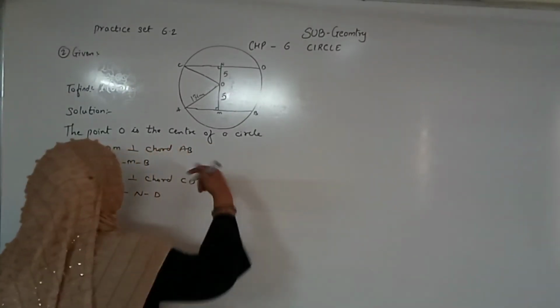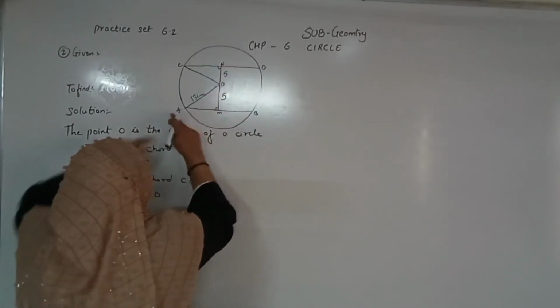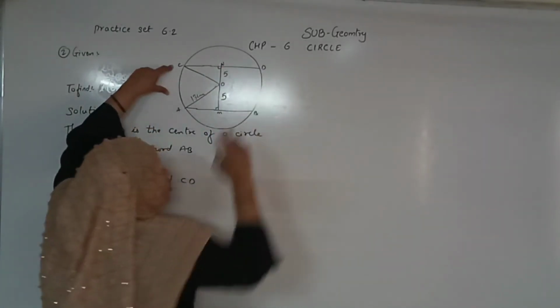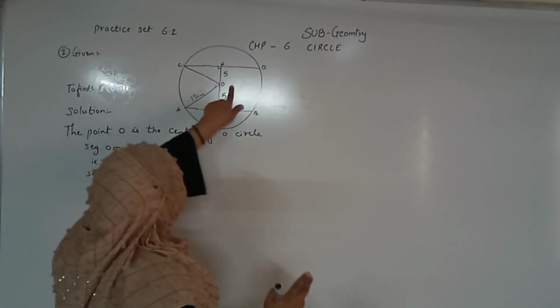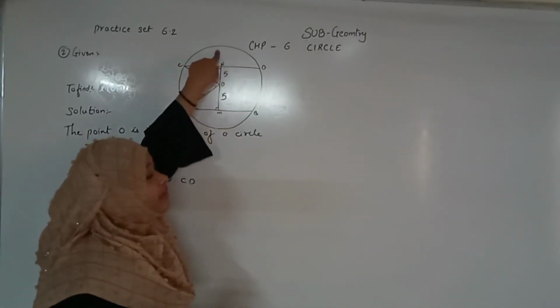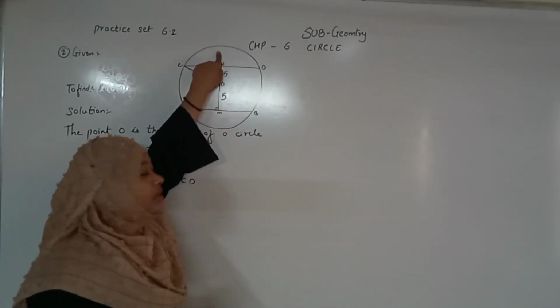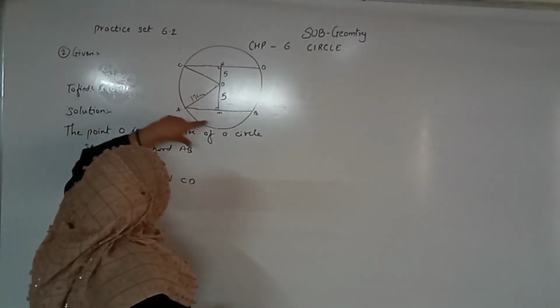Same thing we will provide. AB and CD will be the two congruent chords. O is the center of a circle. OM and ON will be the perpendiculars, the distances from the center. Now we will find easily.